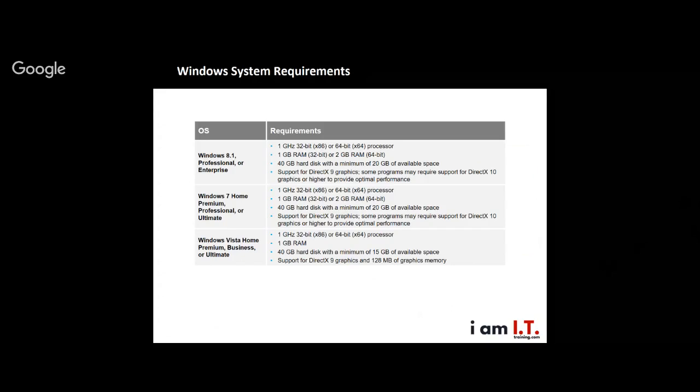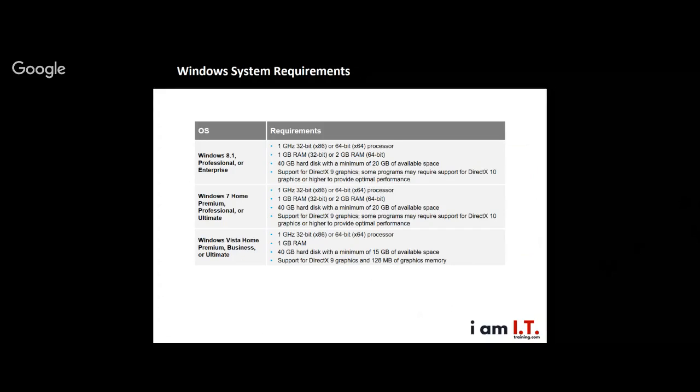So 40 gigs available, 80 gigs total. Now, if you have 4 gigs of RAM, is this going to run smoothly for 2 copies of 8.1? Nope, not at all. Remember, we want more than the minimum so that we have room to open applications in our primary and our virtual machines. All right, take a look at Windows 7.